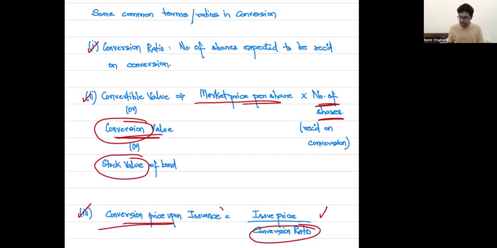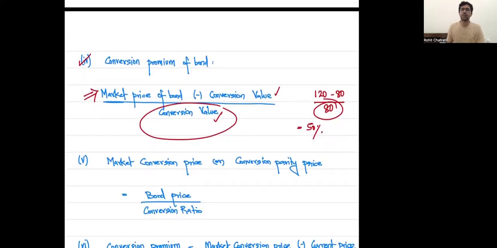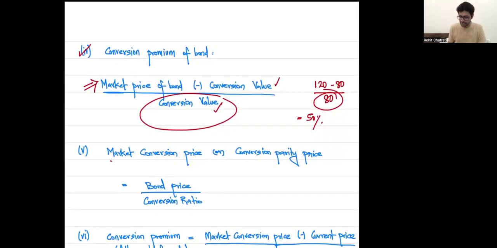This is the conversion price upon issuance. Similarly, you also have a conversion price based on market value, which is called the market conversion price.